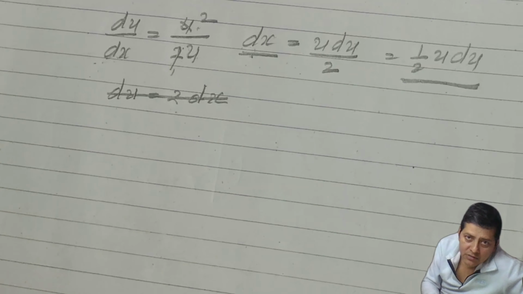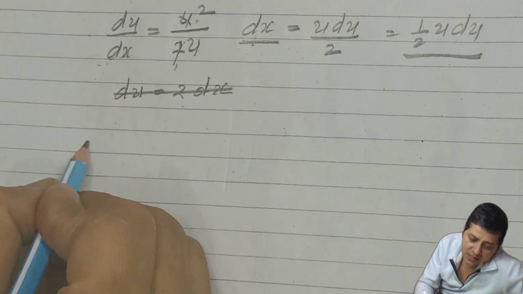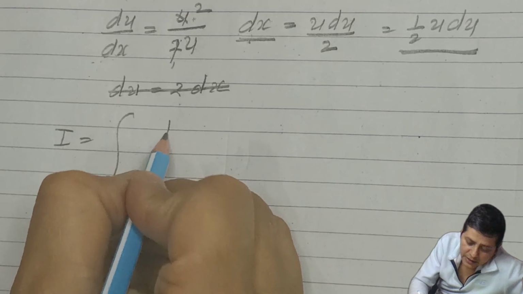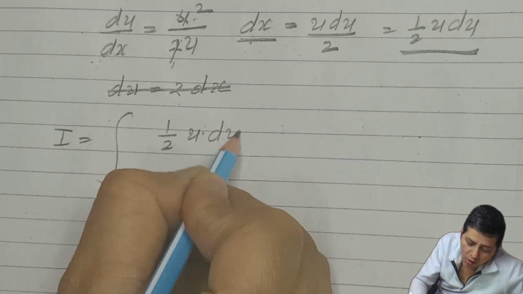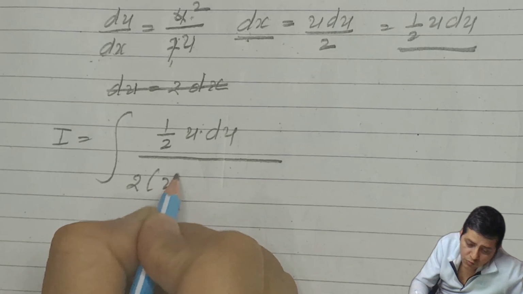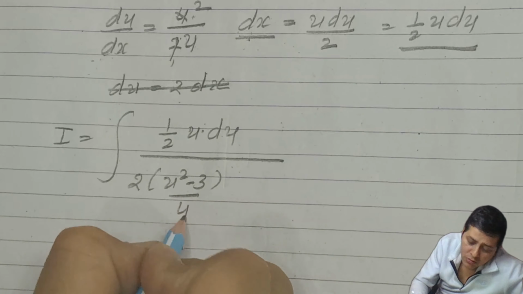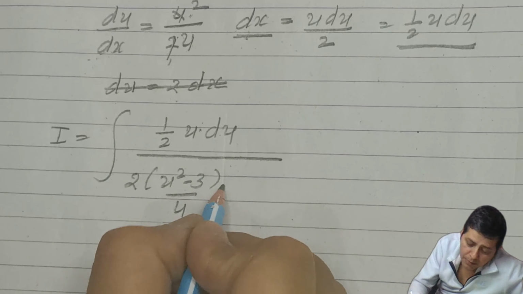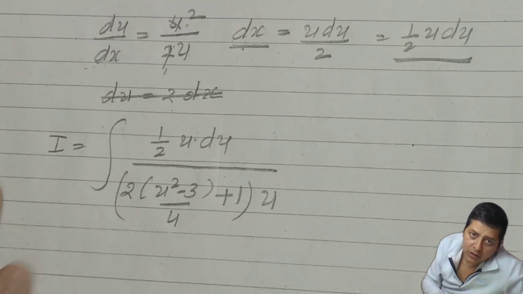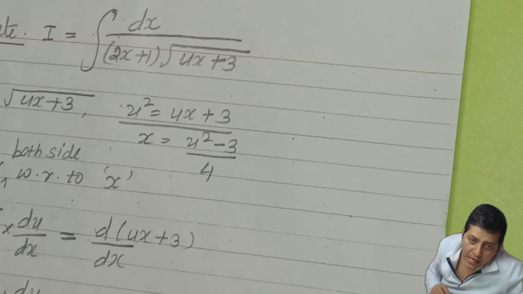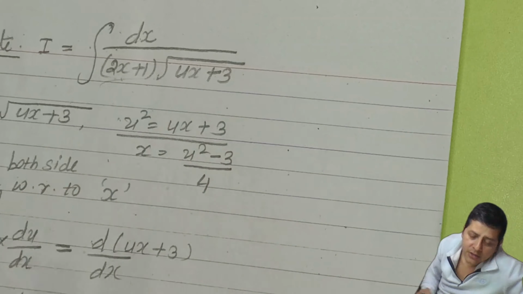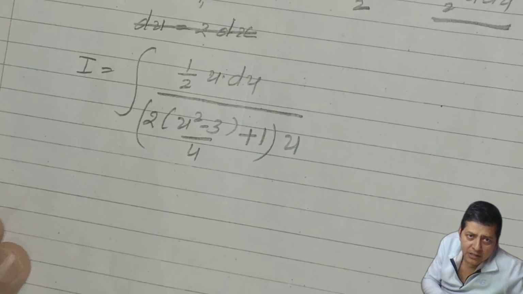Let's substitute. That's very easy now, within seconds we get it. Now I write I is equal to the integration of, in place of dx, I write half u du. And then for x, I have u square minus 3 by 4, and then plus 1, and the whole thing has a u because you replaced the whole thing with u. You can see the question: you just replaced all the values, dx and x, and the whole thing, so your solution becomes very, very easy.